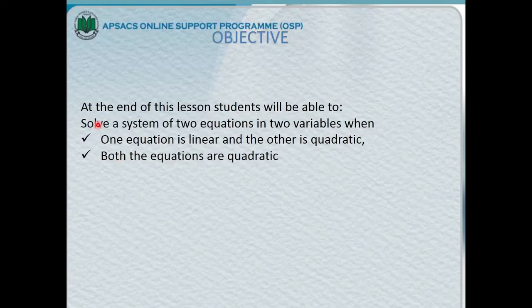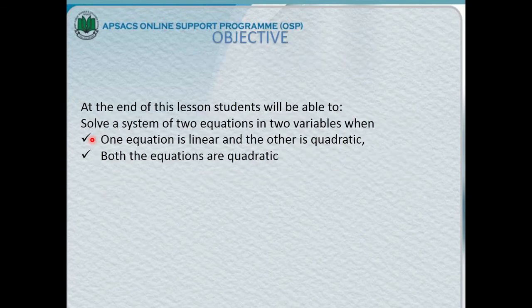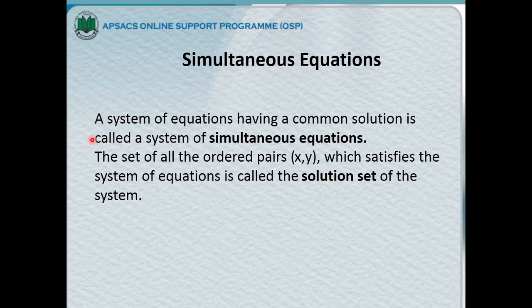At the end of this lesson, students will be able to solve a system of two equations in two variables when one equation is linear and the other is quadratic, and in the second case when both equations are quadratic. A system of equations having a common solution is called a system of simultaneous equations, and the set of all the ordered pairs which satisfy the system of equations is called the solution set of the system.